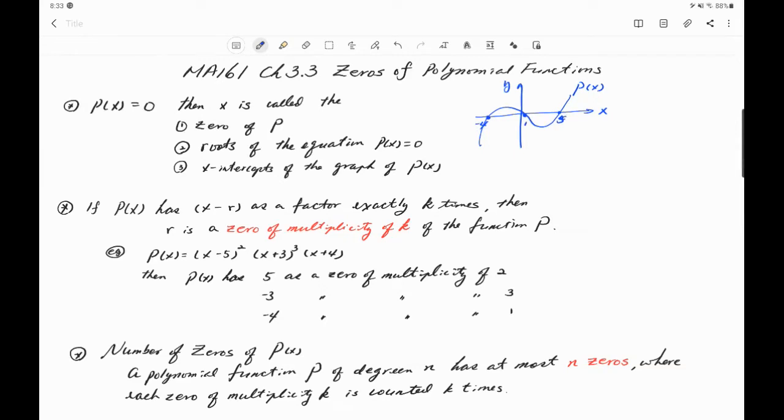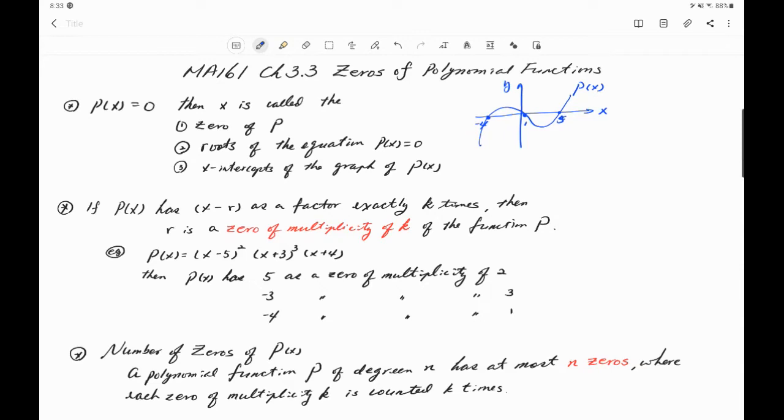And it's also called roots of the polynomial equation. The polynomial is an equation, right? Because it is equal to 0. So we call these numbers zeros or roots, or even x-intercepts when the graph crosses the x-axis. So there are different names, but actually they are the same.